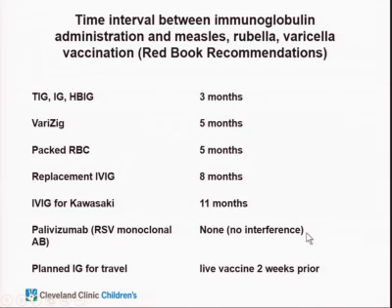palivizumab is a monoclonal antibody. This is not an immune globulin product, so there's no interference with live virus vaccine. And if somebody received immune globulin for travel, then you want to wait on giving a live virus vaccine, or you want to give the live virus vaccine 2 weeks prior to giving the immune globulin.